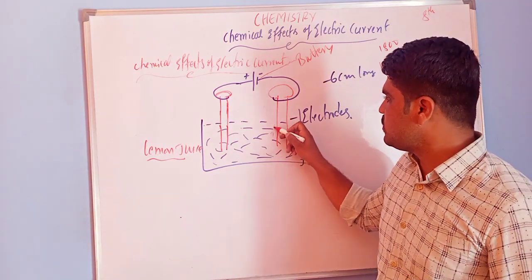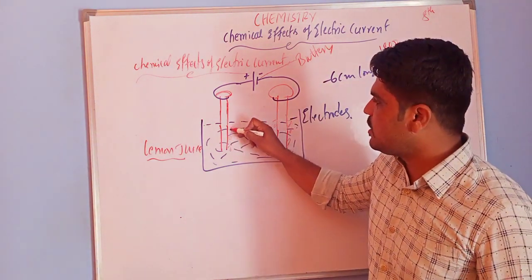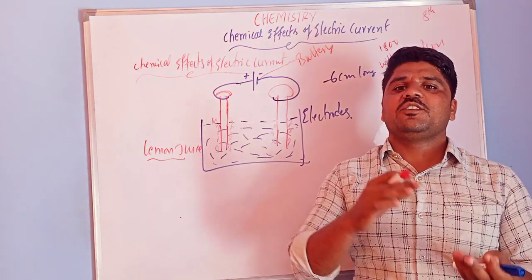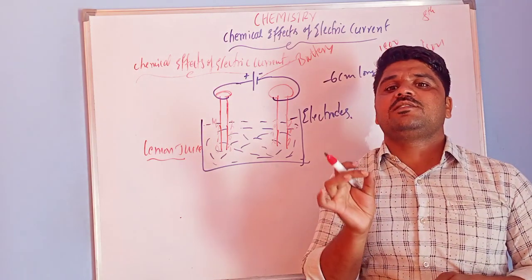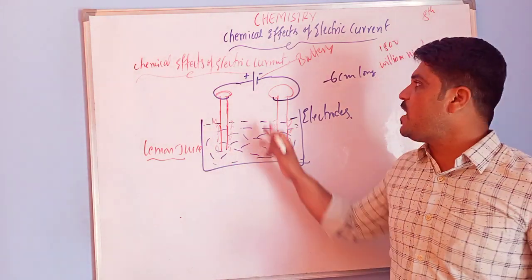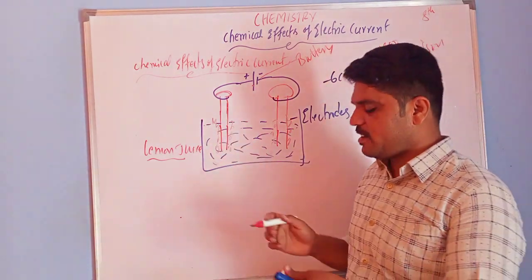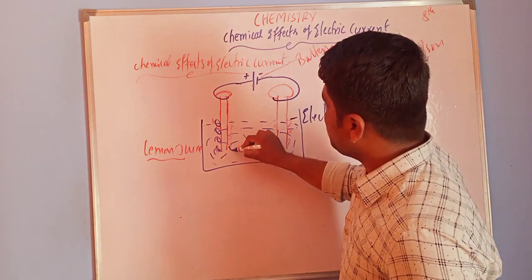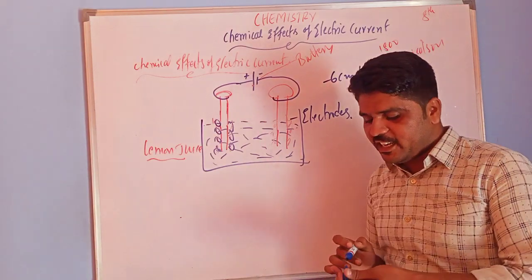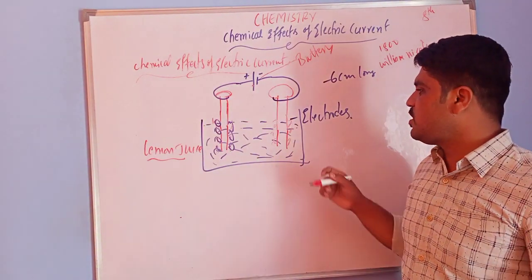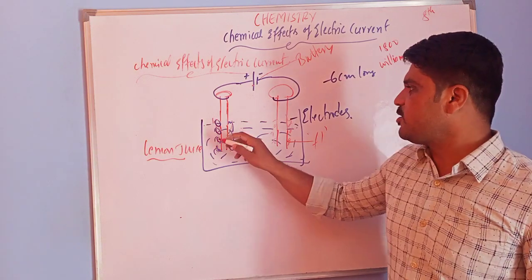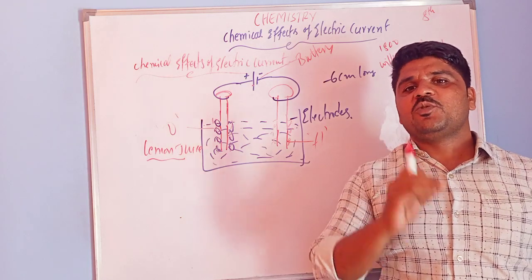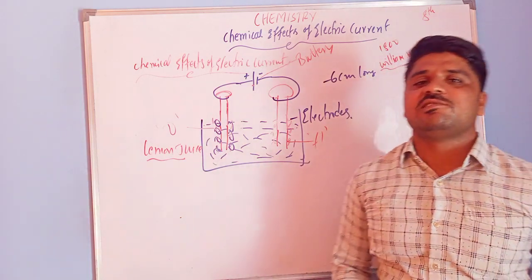These air bubbles are deposited on the surface of the electrodes: oxygen bubbles and hydrogen bubbles. The oxygen bubbles are formed on the electrode connected to the positive terminal. At the negative terminal we can observe the hydrogen bubbles. This was told by William Nicholson.